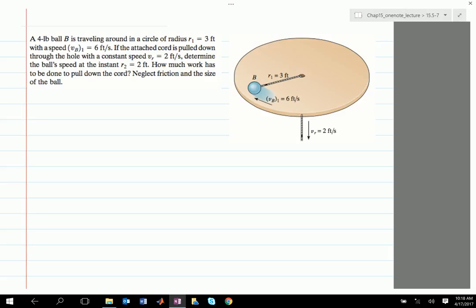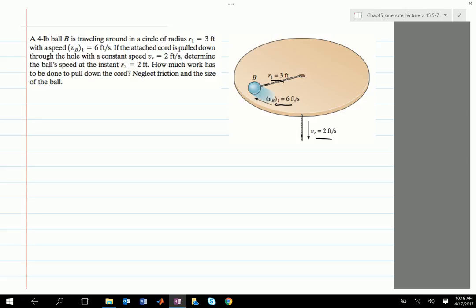So a 4-pound ball B is traveling in a circle of radius 3 feet with a speed of 6 feet per second. So that's given: the initial r and initial velocity. If the attached cord is pulled down through the hole with a constant speed of 2 feet per second, determine the ball's speed at the instant r2 is 2 feet. How much work is done to pull the cord down? Neglect the friction inside the ball.